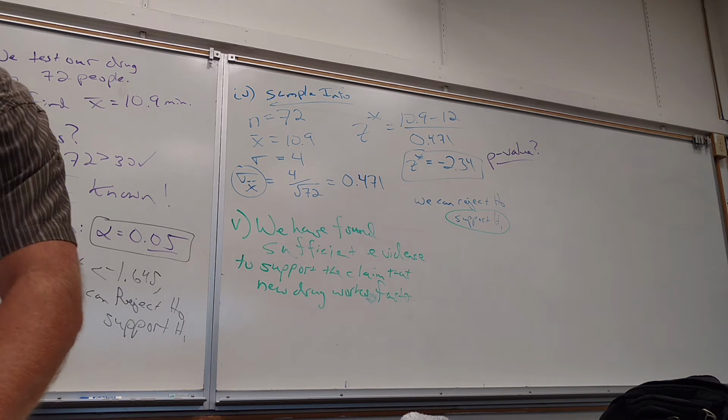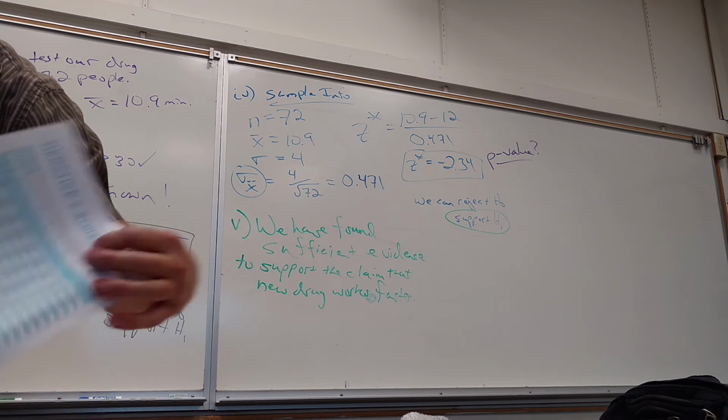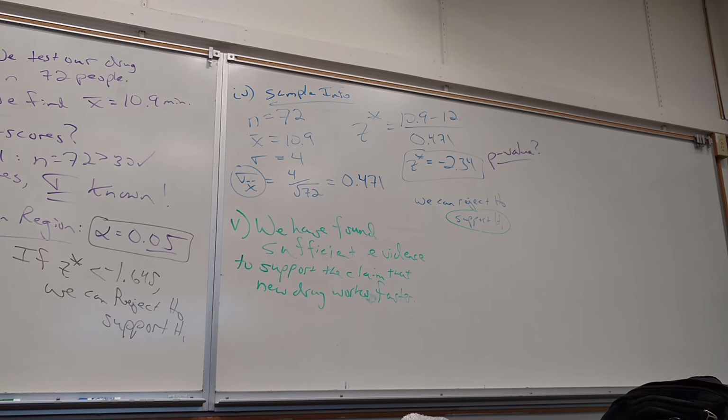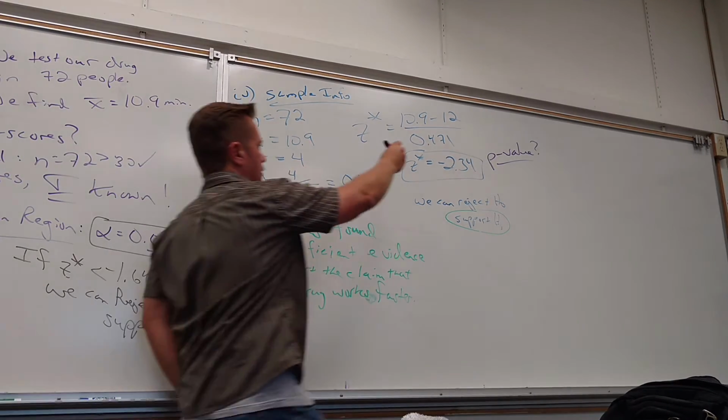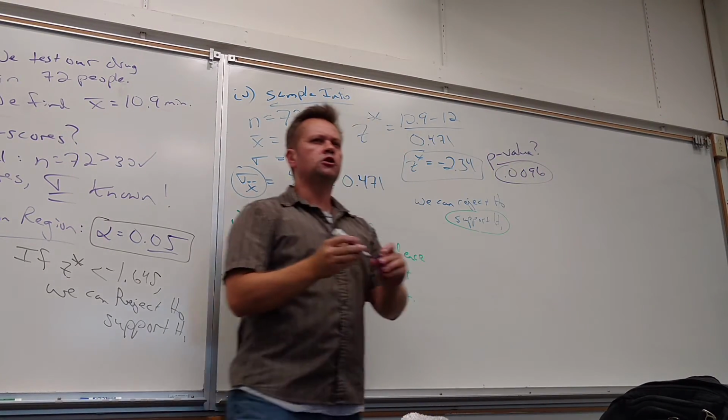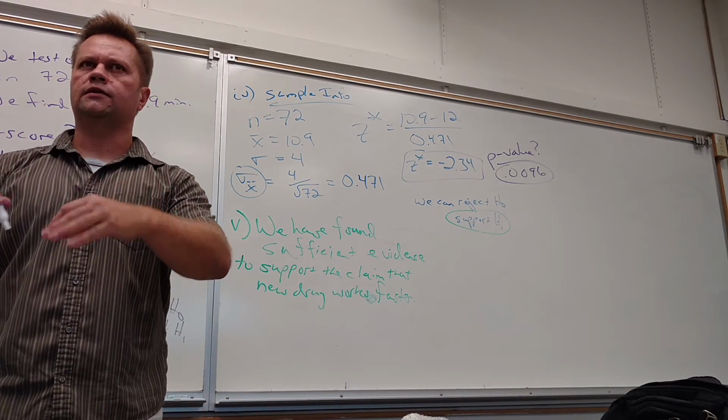I maybe have some extras if you need it. So what do you guys get? I get 0.0096. I like it. So my p-value is 0.0096. That's what you would see in a journal article about a study.